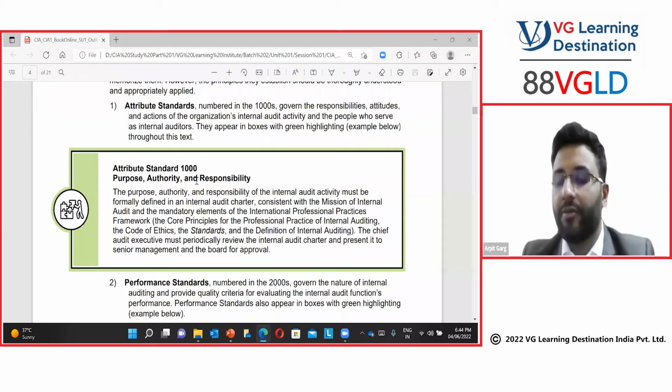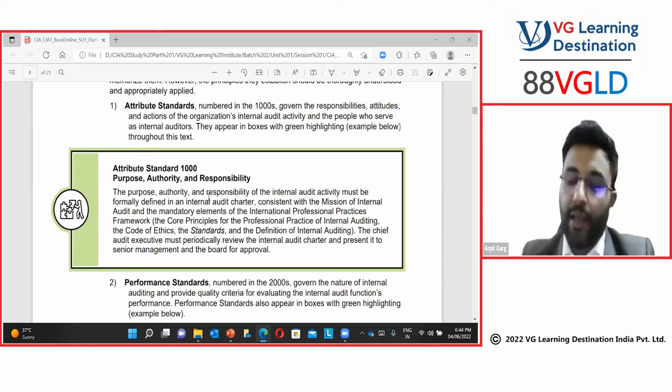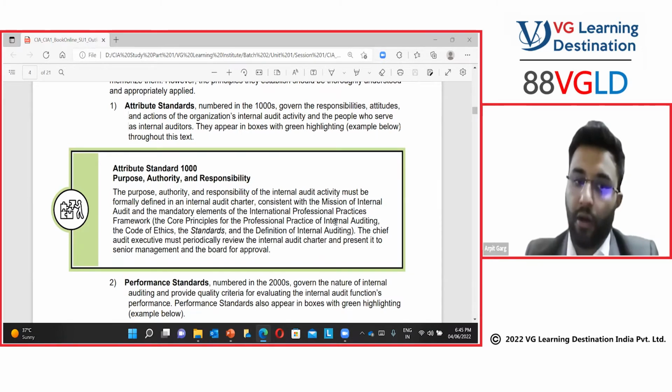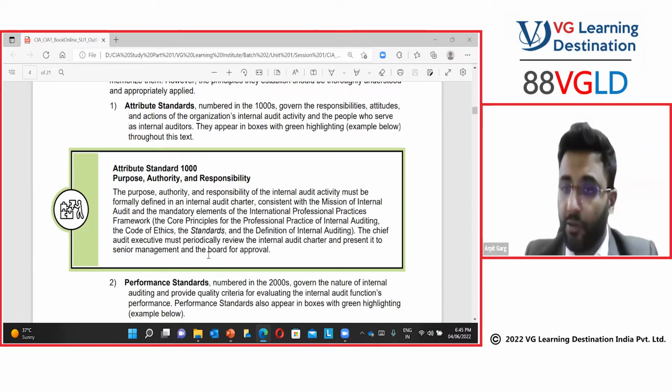It says that we should have an internal audit charter in place. We should have the purpose, authority, and responsibility. The charter should clearly mention that internal audit activity as a function should comply with the IPPF framework and its mandatory elements, and it should be reviewed at a regular periodicity and approved by the board. So that's what attribute standard 1000 says. It's telling the responsibility, attitudes, and actions of the organization's internal audit activity. It is just one aspect of it. There are many more such attribute standards.